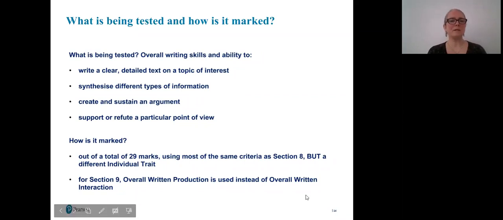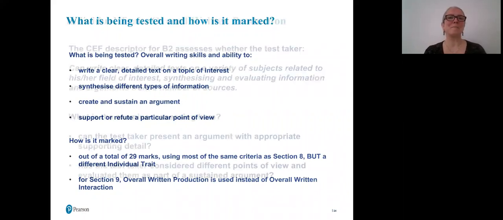So as per section 8, it's marked out of a total of 29 marks, using most of the same criteria as section 8, but a different individual trait. So rather than overall written interaction, for section 9, we're using something called overall written production, which I'm going to explain on the next slide.